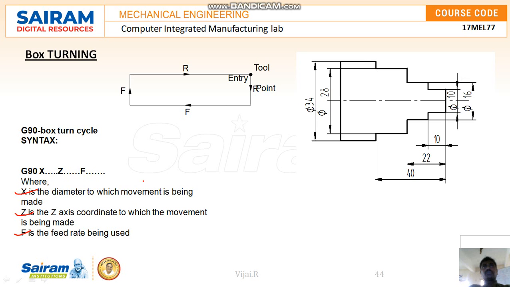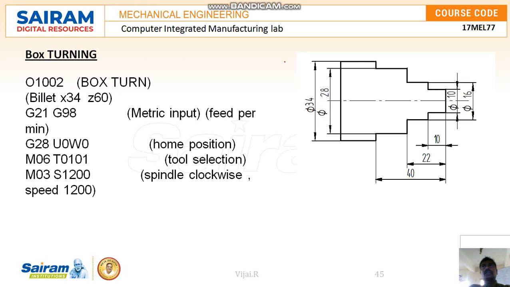As we have already done, first we write the program number, which starts with the letter O, and then box turning in a bracket. This is for our convenience; it is not necessary for the simulation. But please put in the bracket what the program is, and the raw material size, the maximum diameter and maximum length, that is X34 and Z60. Then the type of unit, whether metric or inch. G21 shows the metric unit, and G98 is feed per minute.